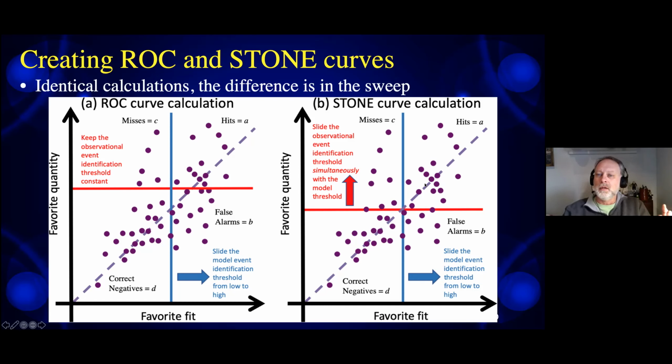Another way to do that is with sliding both of them simultaneously. This is something I call a stone curve, and it produces a similar set of probability of detection, probability of false detection, as a function of threshold setting. But now you have these dots moving from hits not only to misses, but also to false alarms as the red curve goes up, and eventually ending up with everything in correct negatives. So you can actually get non-monotonicities in the curve instead of just a monotonic curve.